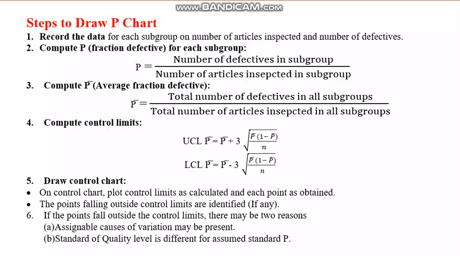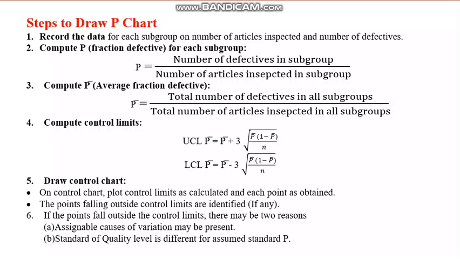When you say subgroup, in each subgroup there will be certain items, and like that many subgroups can be there. So for each subgroup we have to calculate P. P is the fraction defective. How do you calculate it? It is simple: number of defective parts upon number of inspected parts. Like I said, if you have checked 10, and out of that 3 are found to be defective, that means 3 upon 10. That is P. Like that you calculate.